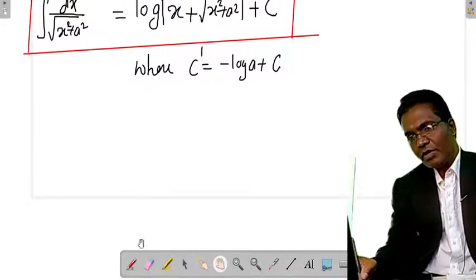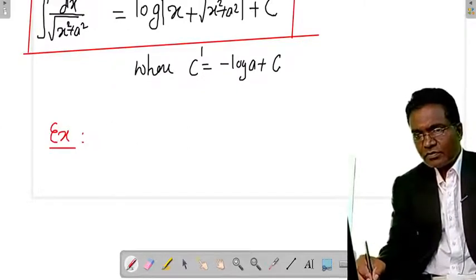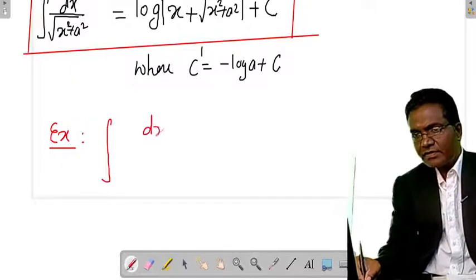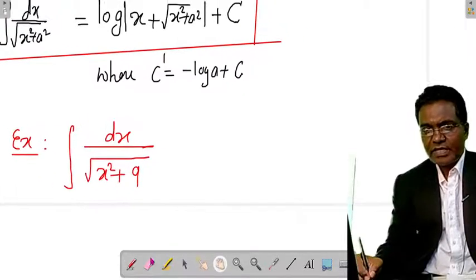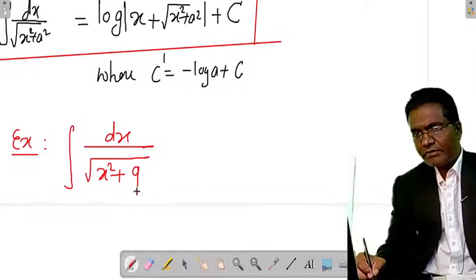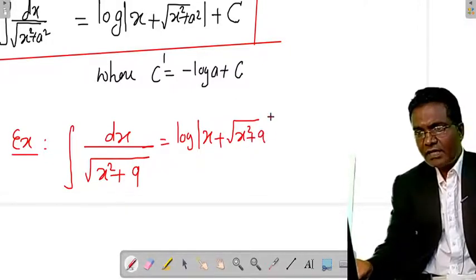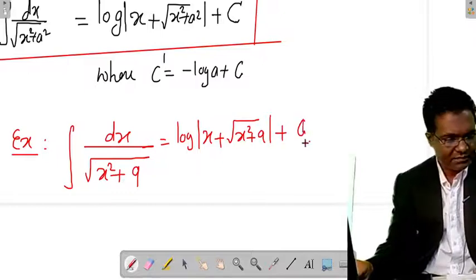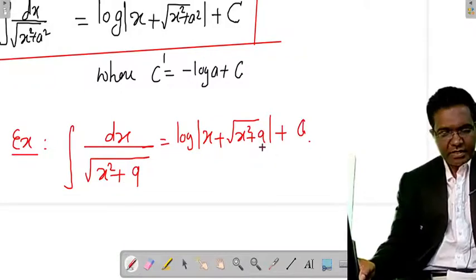So please remember this also, this is again one of the standard results. So let me have one small example on this. Suppose you get a situation like this, dx by square root of x square plus 9. You can write this, okay, this is your a square, which is log of x plus square root of x square plus 9 plus c. So very simple, you have to remember.